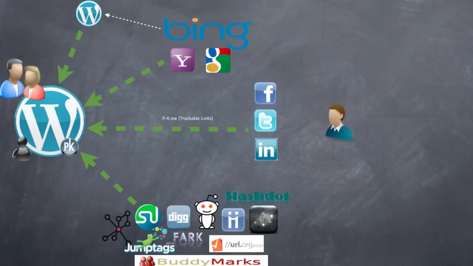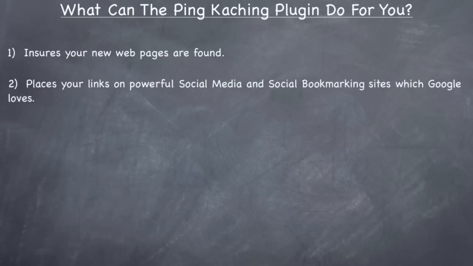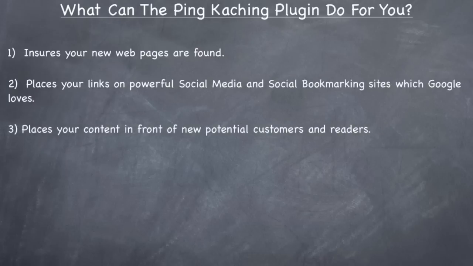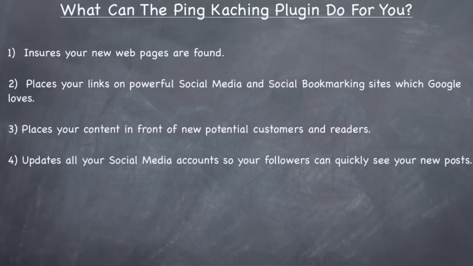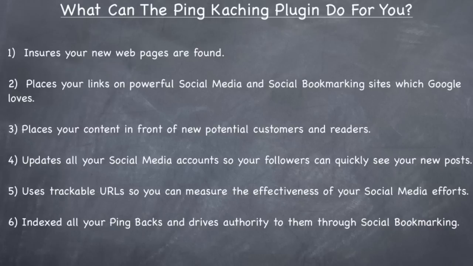So let's review what the Kaching plugin can do for you. The first thing it does is it ensures your new pages are found. The second thing it does is places your links on powerful social media and social bookmarking sites that search engines love. Thirdly, it places your content in front of new potential readers on these popular social bookmarking sites. Next, it will update your social media accounts so your followers can quickly see your new posts, immediately driving in traffic to your new pages. All the while using trackable URLs so you can see how many of those Facebook and Twitter followers are following your posts. And lastly, it drives authority to your pingbacks and links, ensuring that they are indexed, doing all of this completely on autopilot.